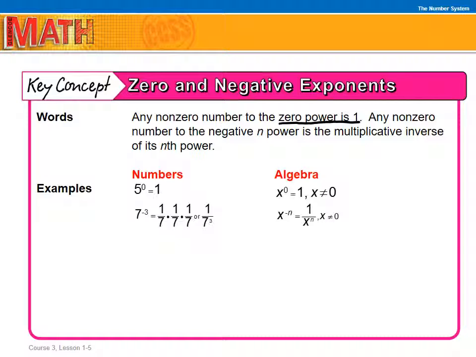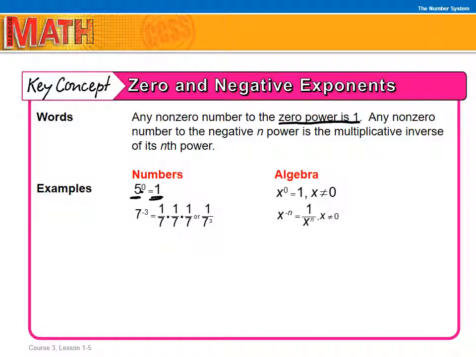So let's look at the non-zero number to the zero power first, or zero exponents. Any number that has a zero exponent will always be 1. Doesn't matter what number it is. So in this instance, 5 to the 0 power is 1.